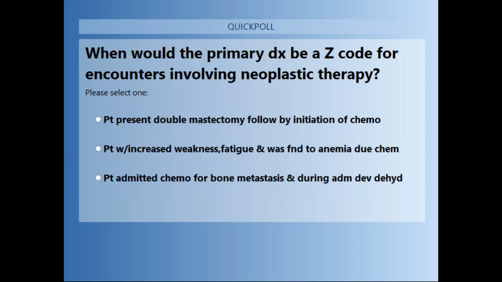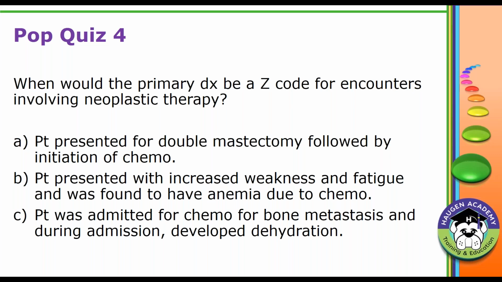Okay, it looks like the majority have selected. I'm going to go ahead and close this poll. And the correct answer is C, patient was admitted for chemotherapy for bone metastasis and during admission developed dehydration. It looks like everybody got that one correct. So great job, guys. That was correct because that admission was for the chemo and that corresponds with that Z51 code. So great job.